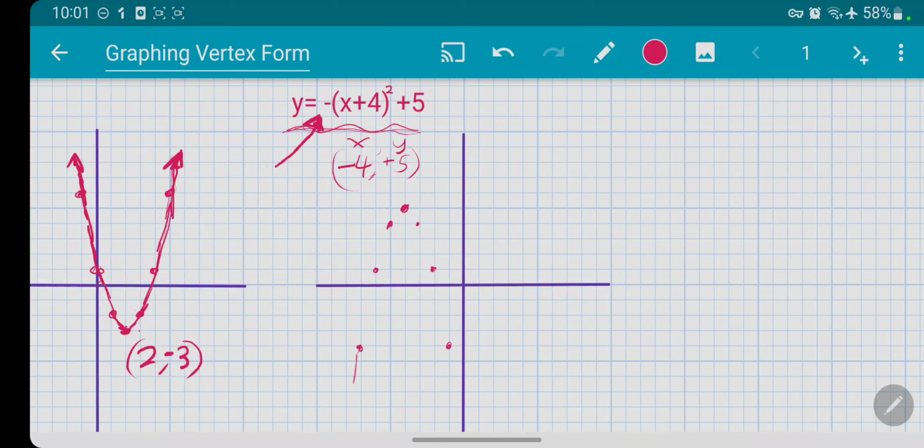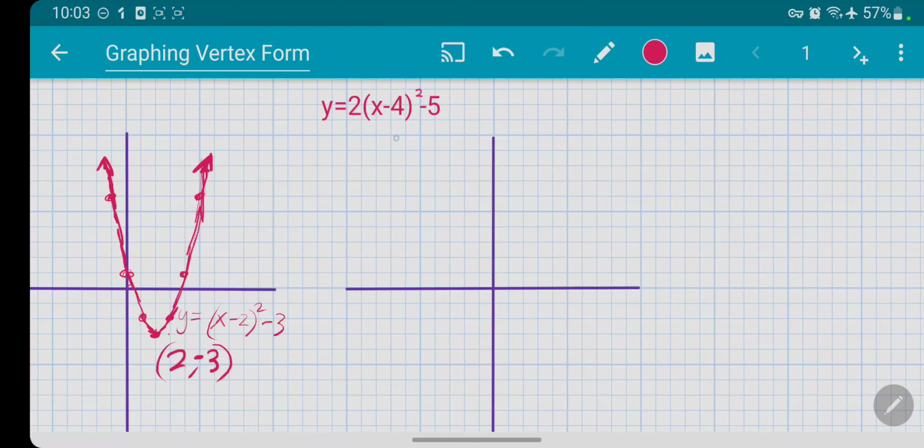2, 3, 4, 5. Booyah. Okay, nice little upside down one. Let's do one more. Okay, vertex. Here we go. Vertex form of this parabola. Oops. The vertex is at positive 4, negative 5.